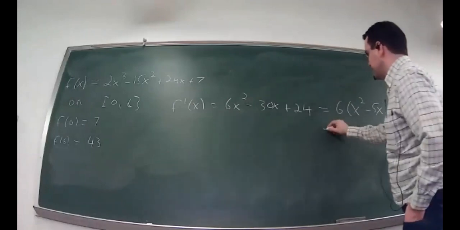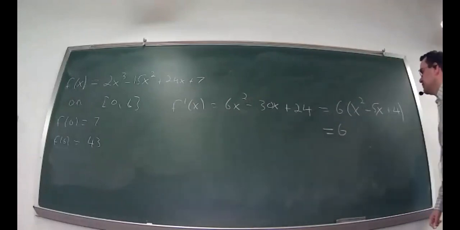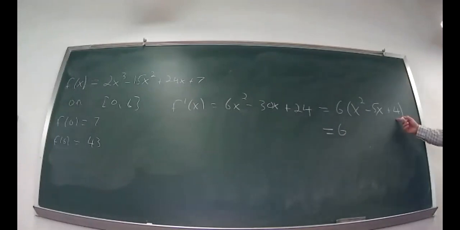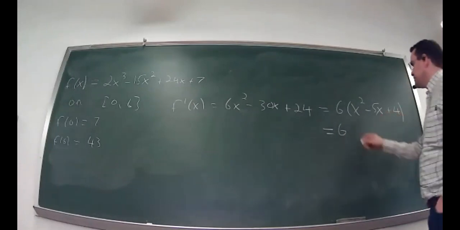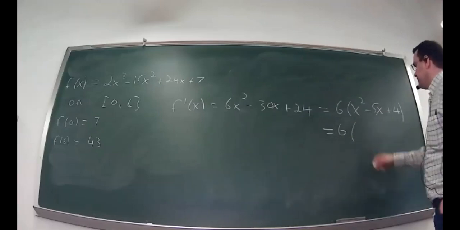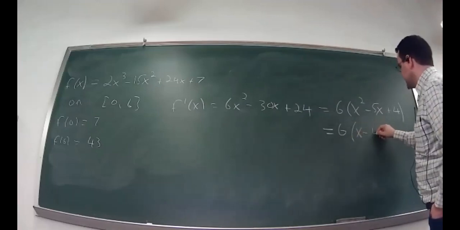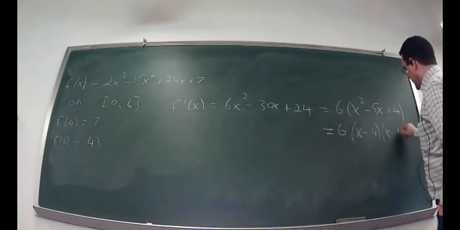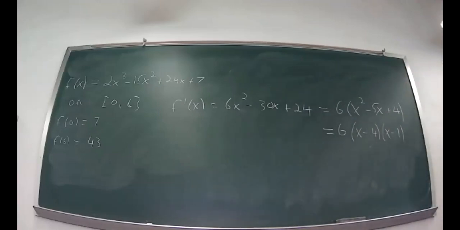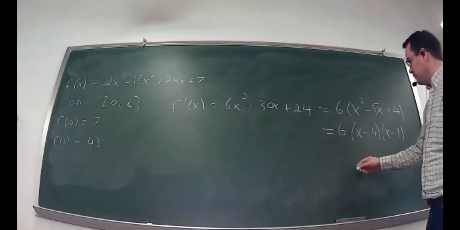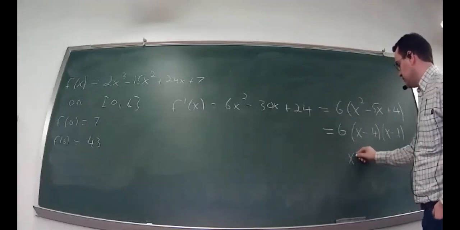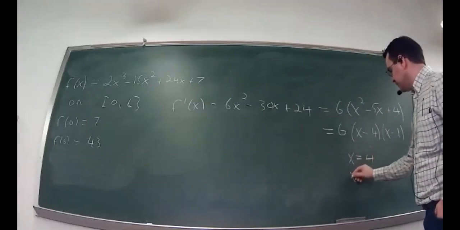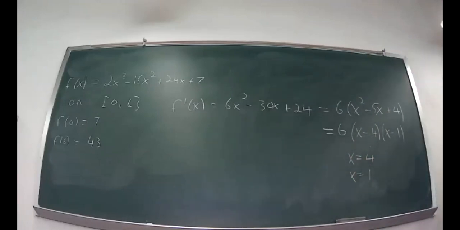And I guess we need to find the zeros of a quadratic. So we just have to factor this. Two numbers that multiply to 4 and add up to -5. The only choice is x minus 4, x minus 1. And therefore the locations of the two critical points are x equals 4 and x equals 1. Those are both in between 0 and 6, so I'll include both of them.